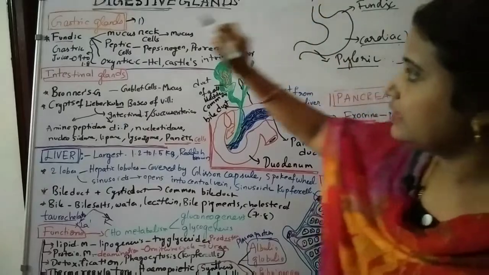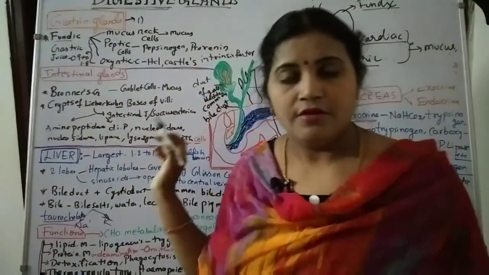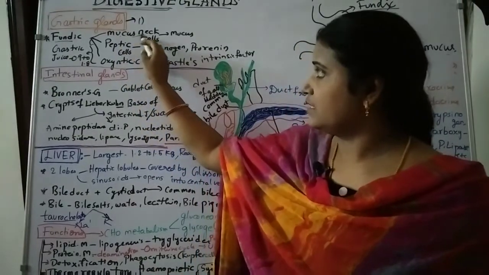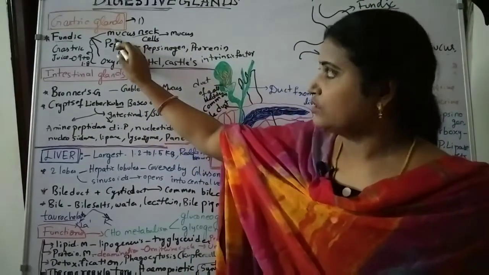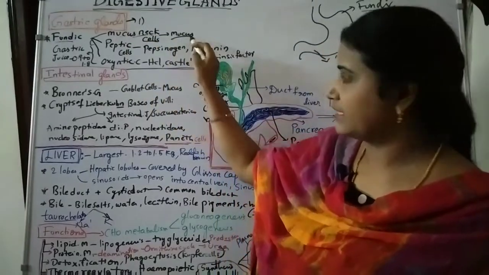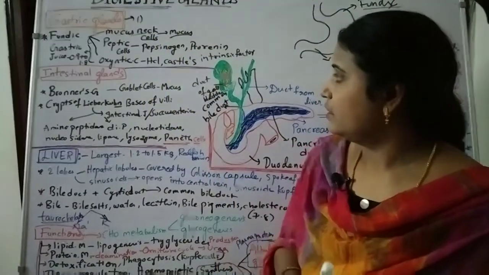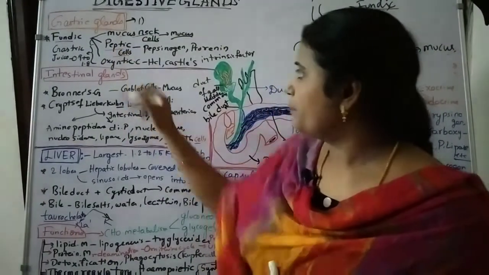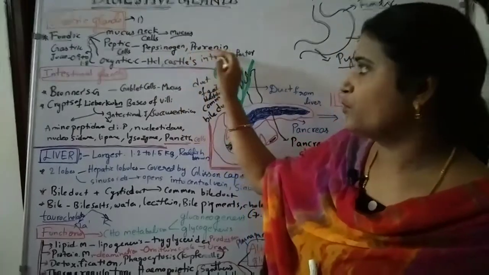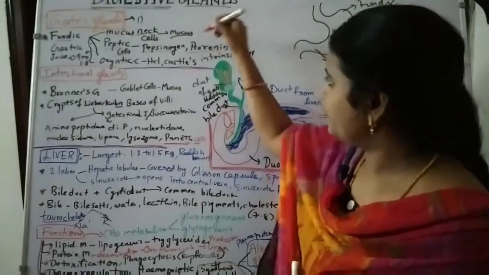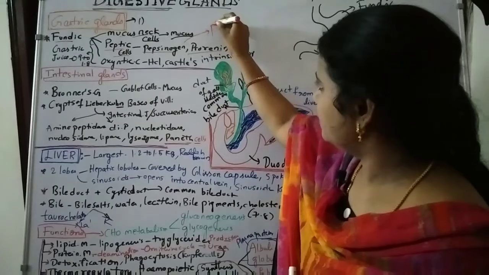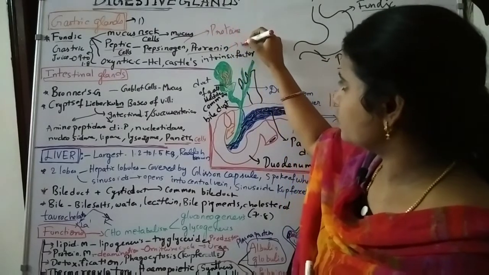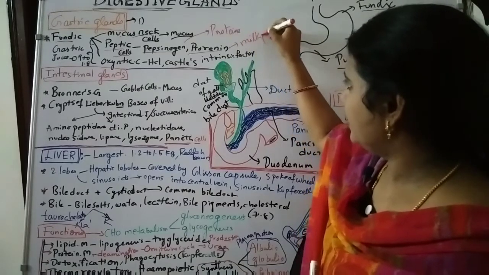And fundic glands contain 3 types of cells. One is mucous neck cells, which, as the name says, are responsible for the secretion of mucus. And then peptic cells. Peptic cells release pepsinogen and prorenin. Pepsinogen is responsible for protein digestion and prorenin is responsible for digesting the milk protein.